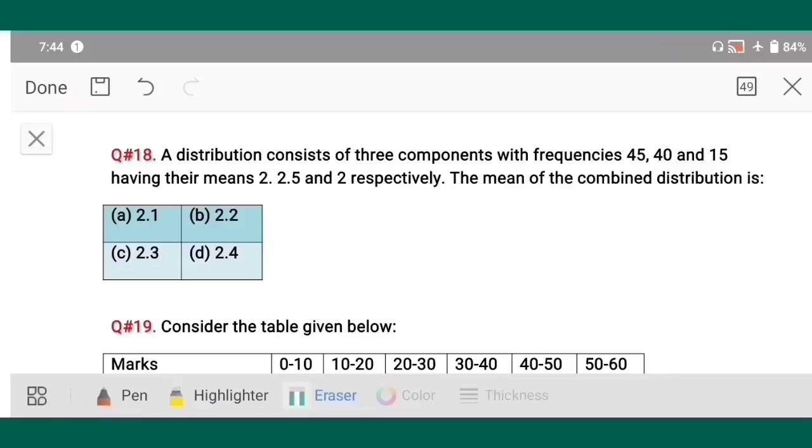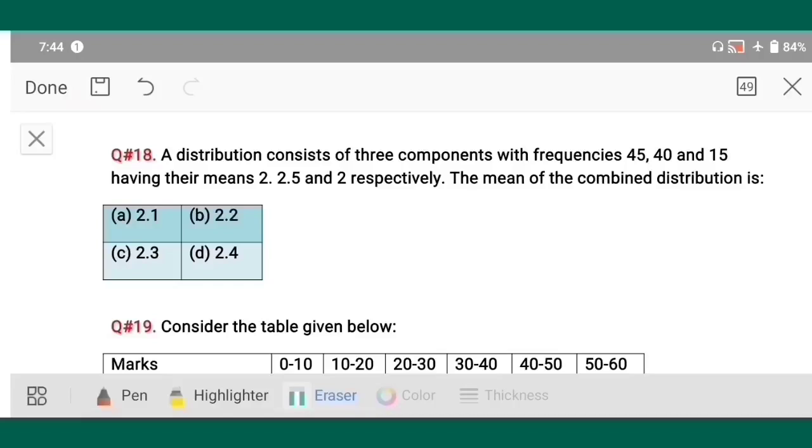Question number 18. A distribution consists of three components with frequencies 45, 40 and 15, having their means 2, 2.5 and 2 respectively. The mean of the combined distribution is, options are 2.1, 2.2, 2.3 and 2.4.